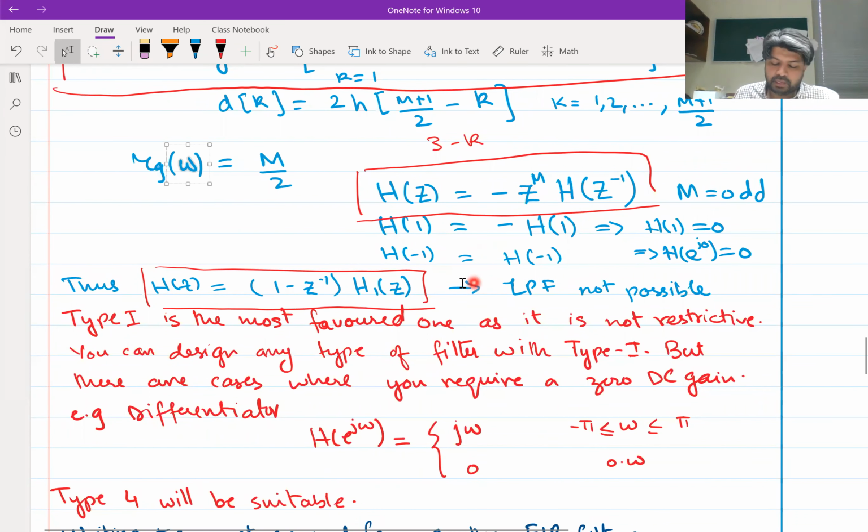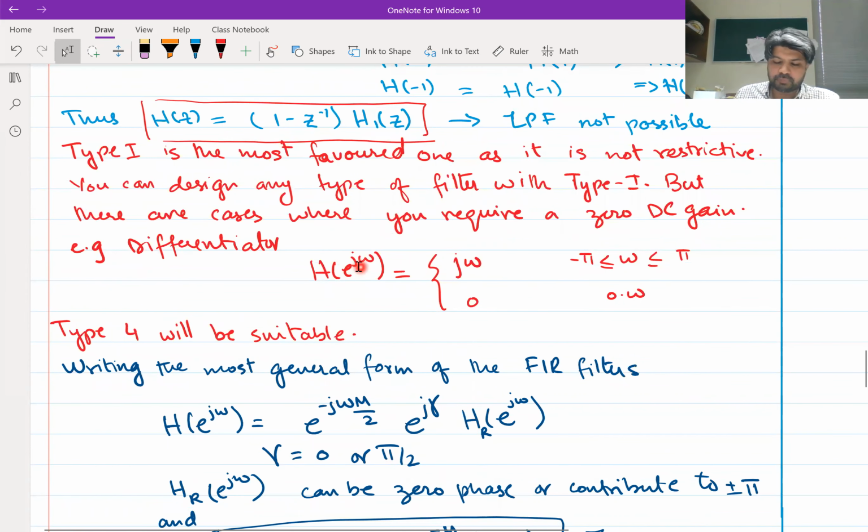We have elaborated different types of FIR filters. Type 1 is of course the most favored one because it is the least restrictive. But there are cases where you require, for example, a 0 DC gain. ठीक है, डिफरेंशिएटर है, डिफरेंशिएटर का h of आपका क्या होता है, h of e to the power j omega होता है, तो you require a 0 DC gain.